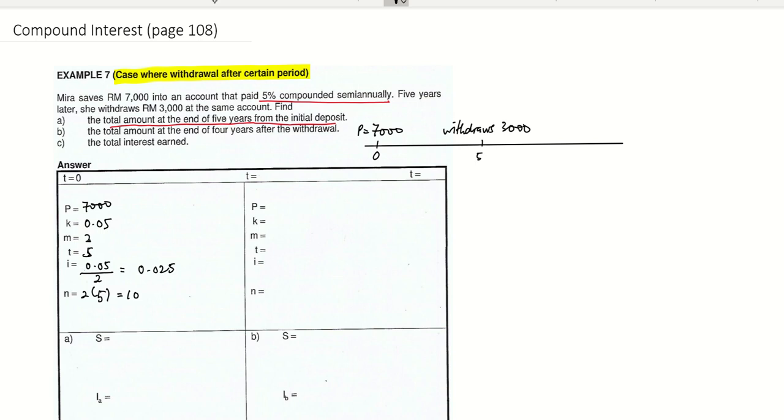So for the first question, we want to find the total amount at the end of 5 years. We use the formula S equals P times (1 plus I) to the power of N, so equals 7,000 times (1 plus 0.025), we substitute I here, to the power of 10. So the total amount at the end of 5 years from the initial deposit is RM 8,960 and 59 cents.